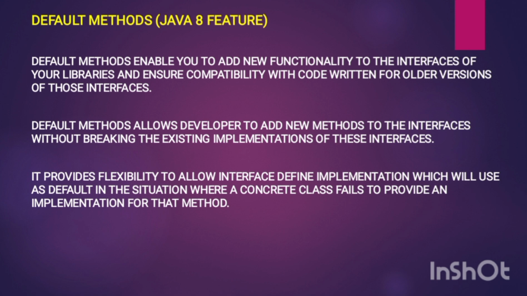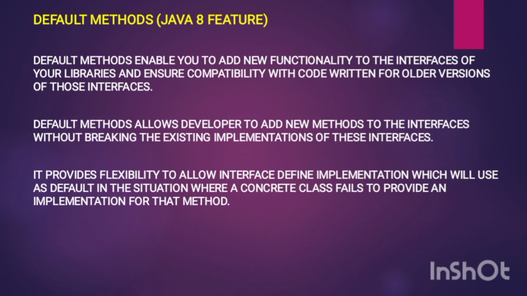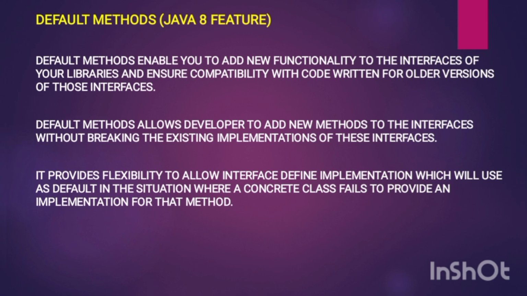Imagine you've built a library with interfaces, and many developers are already using it. Now you need to add new functionality to these interfaces. But there's a problem. If you add new methods to an interface, all the existing classes that implement it will break because they are forced to implement the new methods. This is where default methods come to the rescue.